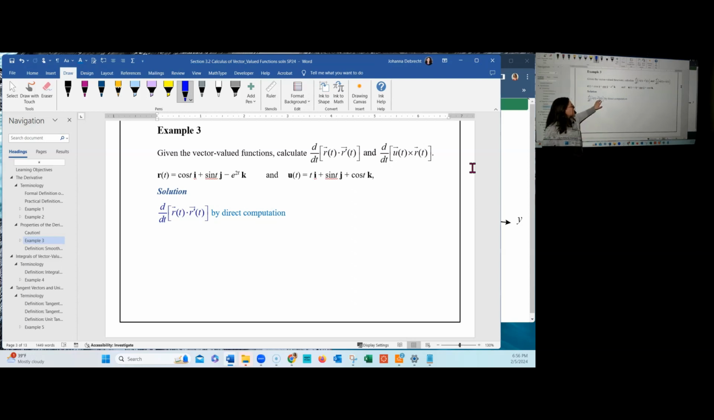And I want you to compute the derivative of r. And then I want you to take the dot product of r with r prime. So just calculating it directly, not using any of the rules that we see up above. So go ahead and pause the video while you work it out, then turn the video back on so we can compare.